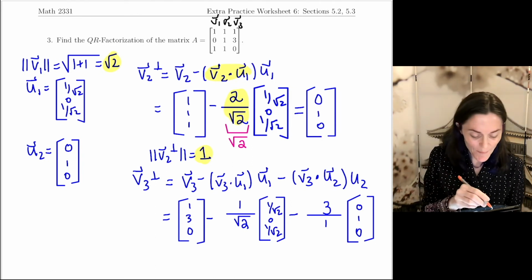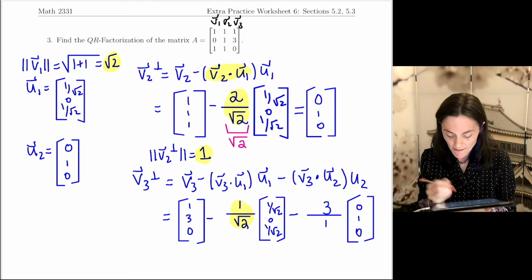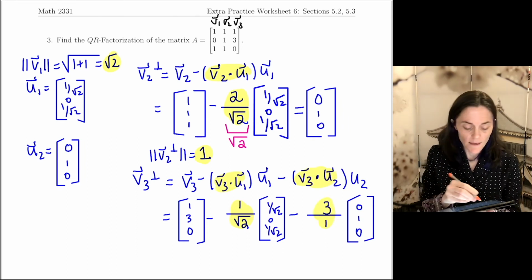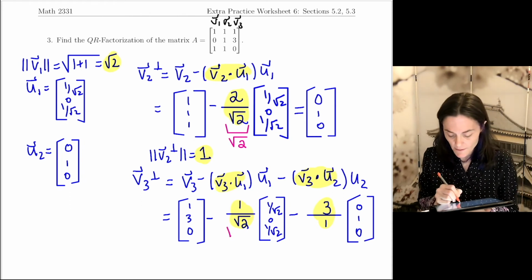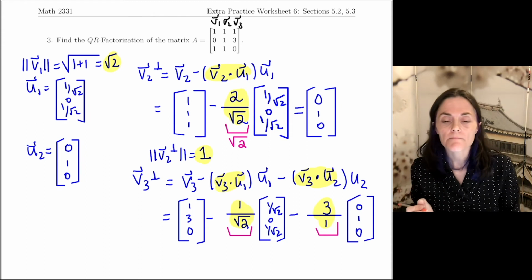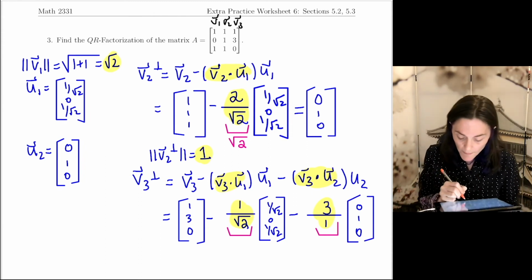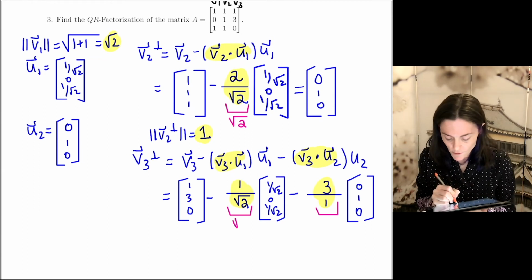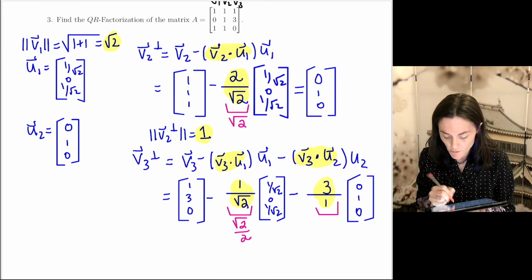So these two numbers, this one and this one, these appear in my matrix. Maybe I will just make a comment. You see 1 over square root 2 is square root 2 over 2. This is square root 2 divided by 2.